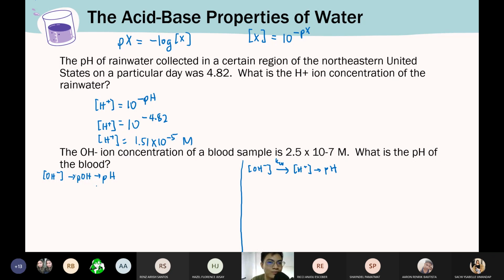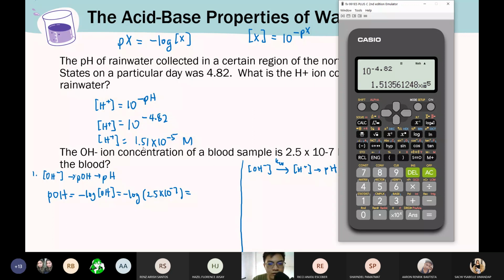But they should end up with the same answer, ha? So, let me try this first na, yung sinuggest nyo sa akin. So, I'll get the pOH first, that is the negative log of the OH concentration. So, that's negative log of 2.5 times 10 raised to negative 7. So, 6.60.